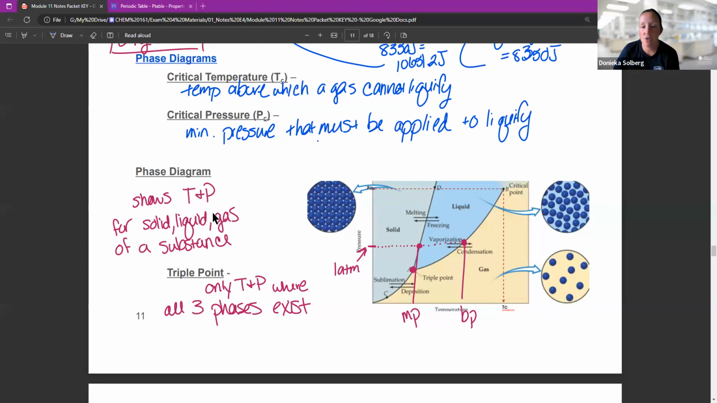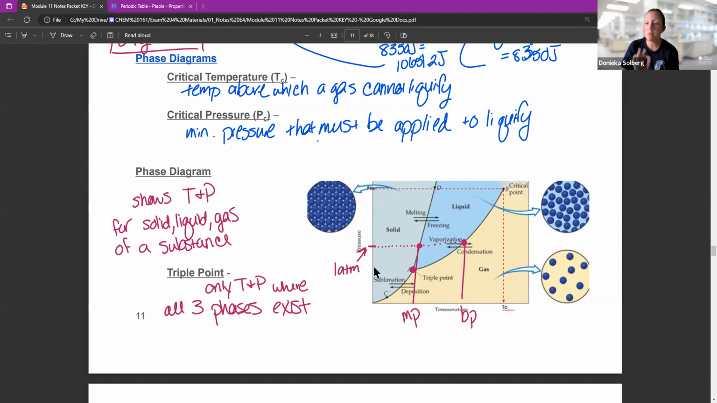Okay, so it shows the temperature and pressure for solid, liquid, and gas of a substance. You'll notice I also have the critical points marked, which have to do with the temperature above which you can't actually turn something into a liquid, or the minimum pressure that you have to apply to liquefy something. Again, not something we're going to focus on. You can look more into it if you want to. There's also what's called a triple point, which is a temperature and pressure where all three phases can exist at one time. And you can find all of that on this little chart.